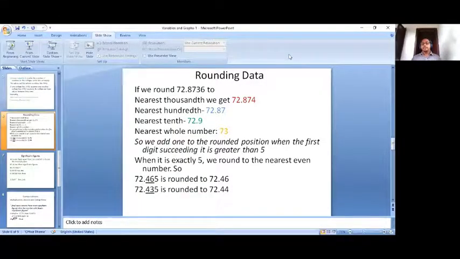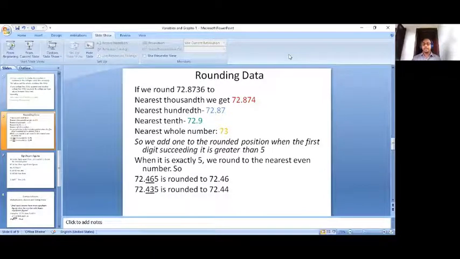Rounding data. If we round the number 72.87362 to the nearest 1000th position, we get 72.874. That is the position of 3, the third place after the decimal. If we round it to the nearest 100th, we get 72.87. Nearest 10th, we get 72.9. Nearest whole number, we get 73.